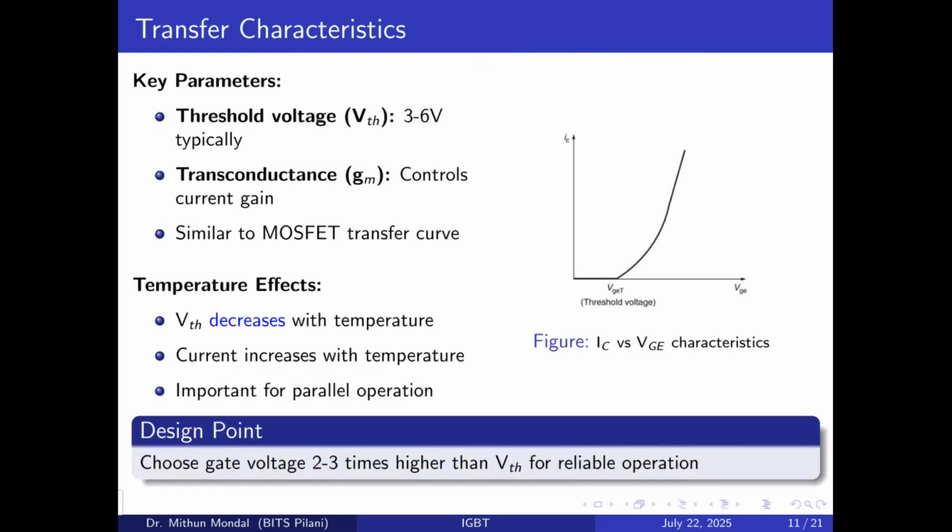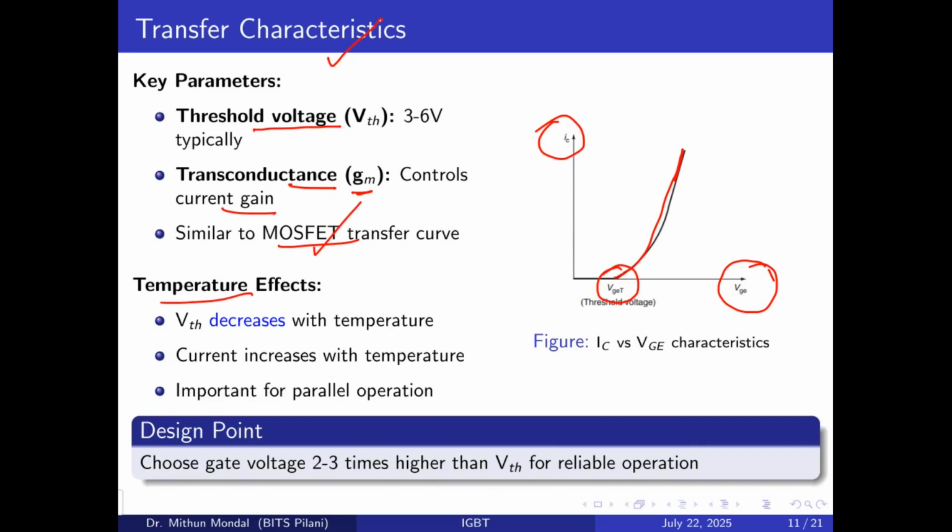Let us discuss the transfer characteristic. The key parameters involved are the threshold voltage, which is typically in the range of 3 to 6 volts, and the transconductance gm, which controls the current gain and is similar to the MOSFET transfer characteristic. This is the gate emitter voltage and the collector current, and this is the threshold voltage after which the IGBT starts conducting. So that is similar to the MOSFET.